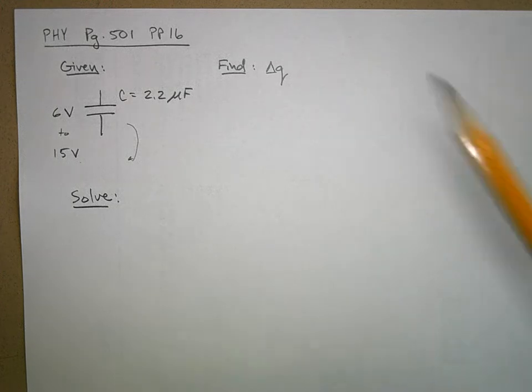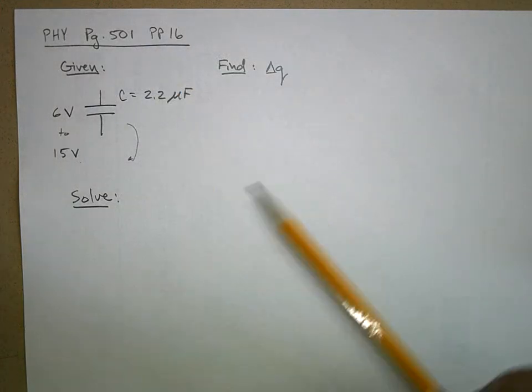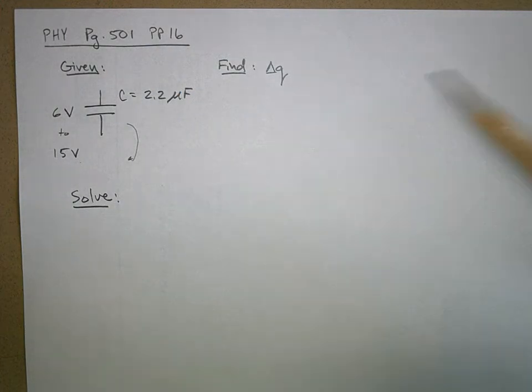Okay, so let's do practice problem 16 on page 501. And I'll read the problem out loud. It says a 2.2 microfarad capacitor is first charged so that the electric potential difference is 6 volts. How much additional charge is needed to increase the electric potential difference to 15 volts?